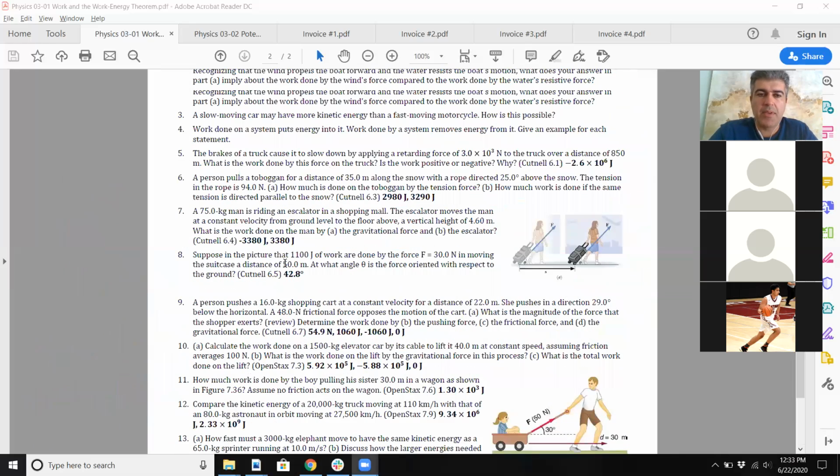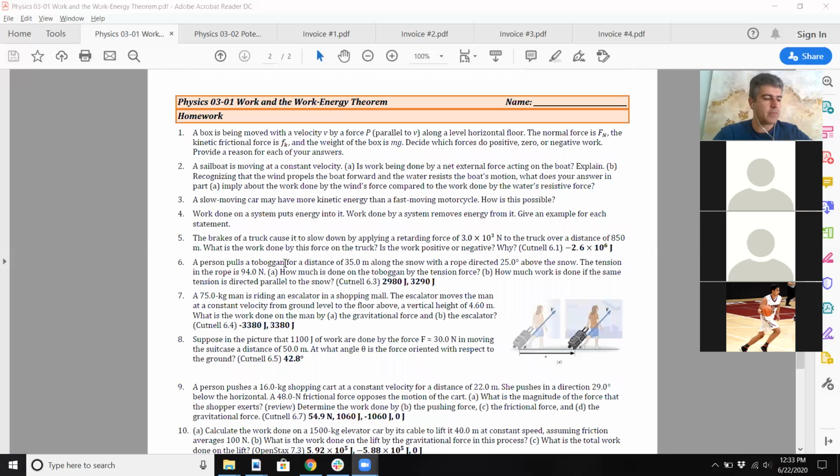Okay, so now let's walk you guys through 1, 2, 3, 4, and then we'll do some more practice. So if you look at number 1, a box is being moved with velocity v by force P parallel to that velocity along a level horizontal floor. Normal force is Fn, the frictional force is Fk, and the weight of the box is mg. Decide which forces do positive, 0, or negative work.